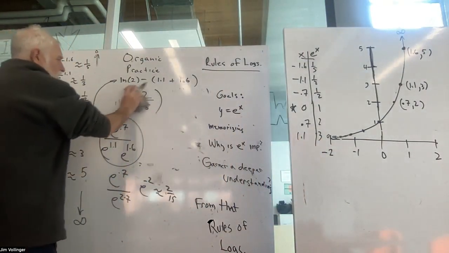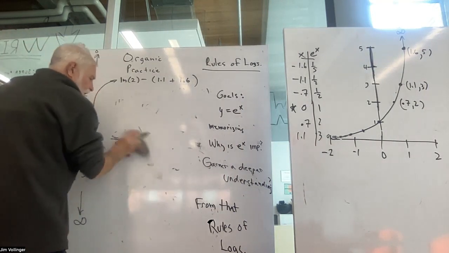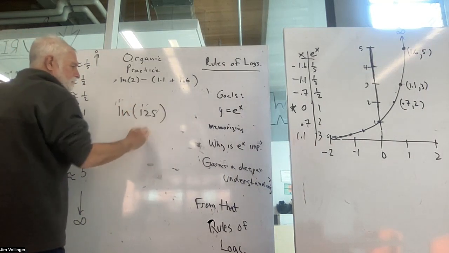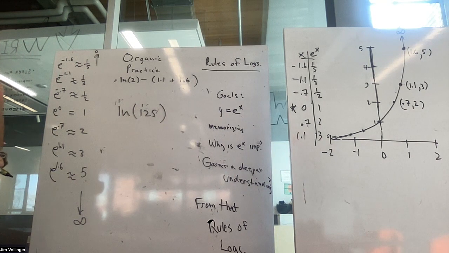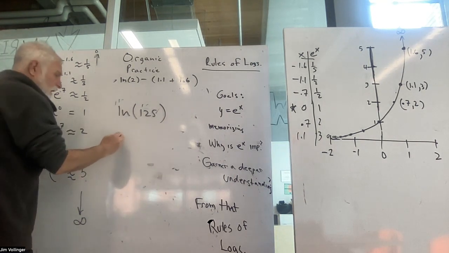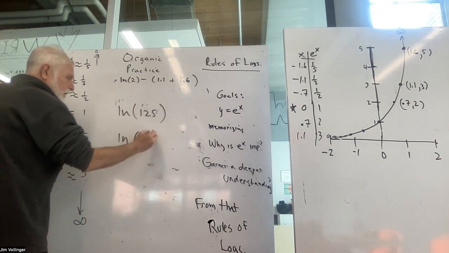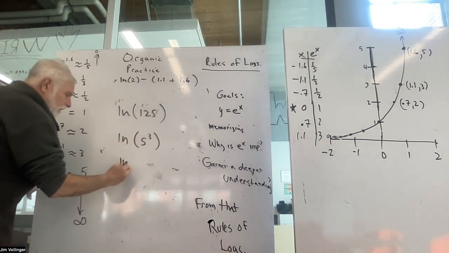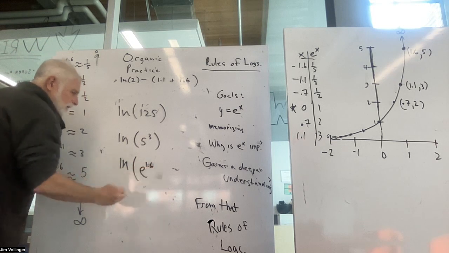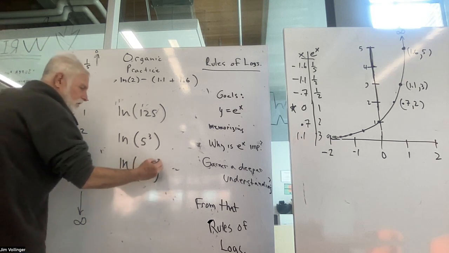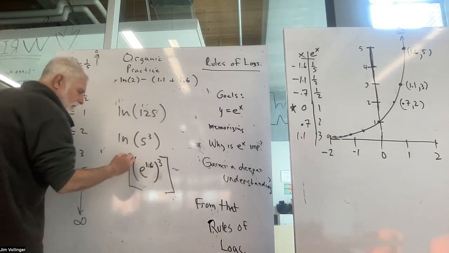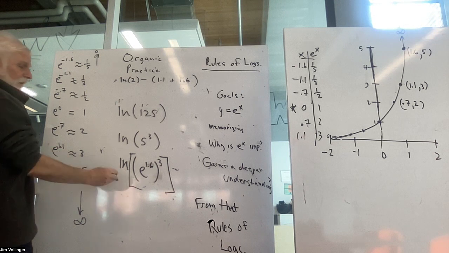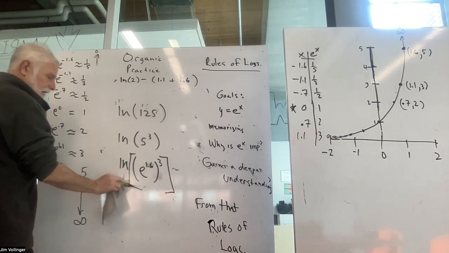I'll give you another one. You can try it. How about the ln of 125? What's the exponent you put on top of e to get 125? Well, I think 125 is 5 to the 3. And I think the number 5 can be written as the ln of e to the 1.6, and that is being cubed. I'm going to put that in brackets, because this notation looks for the exponential activity on top of e. We don't write the e here. That's what it's asking.